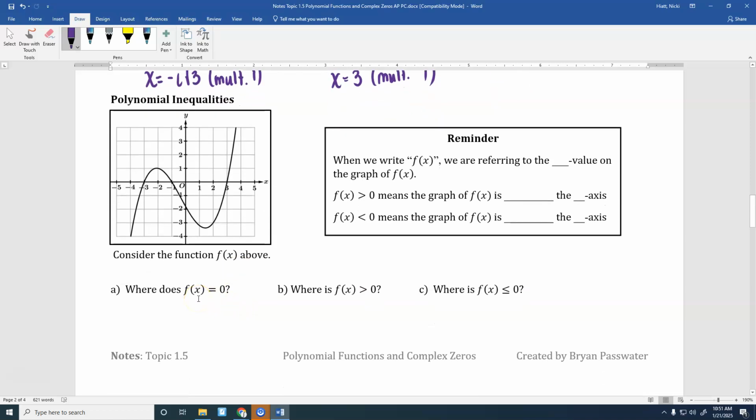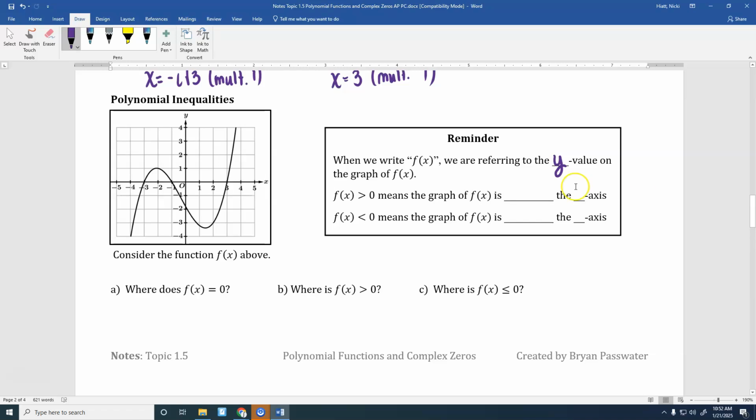Polynomial inequalities. This, I believe, is something you have not done in Math 3, although technically you are supposed to do rational inequalities, which are similar, in Math 3, I think, but you may or may not have seen it the way that I usually do these problems. So when we write f of x, we are referring to the y value on the graph of f of x.